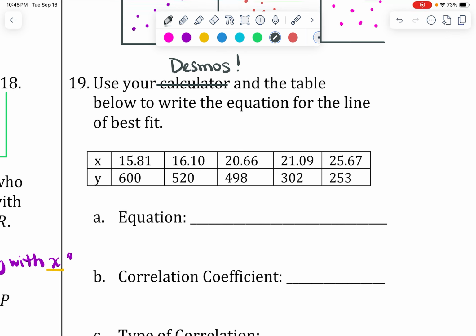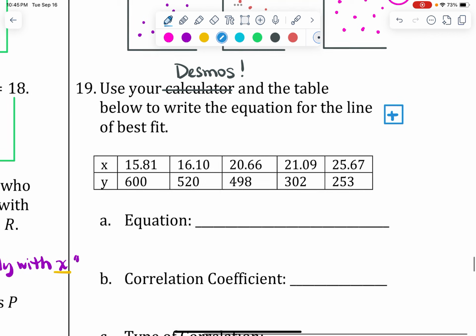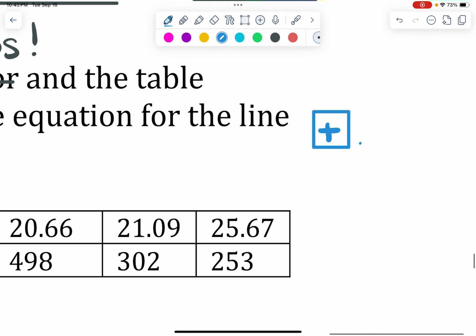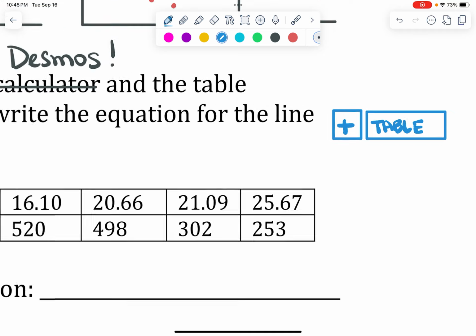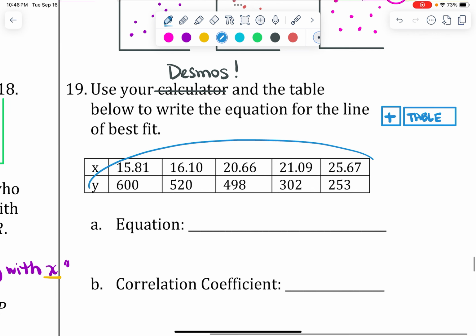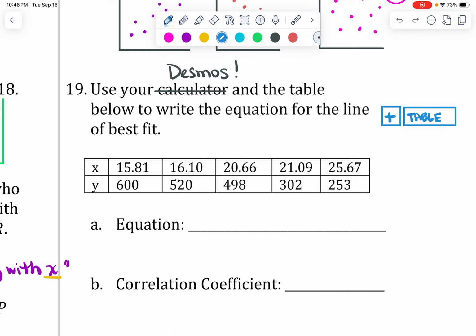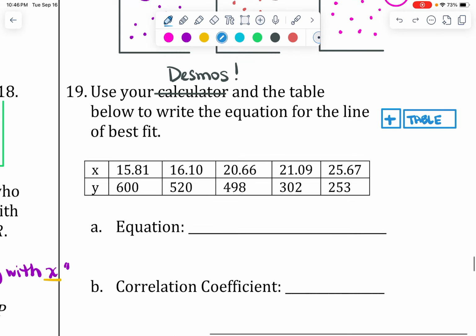So remember, you're going to go into Desmos, you're going to hit the little plus sign, right? And you're going to add a table, right? That's what everybody does first, is you go add a table. And so a little table is going to pop up in your Desmos, and you need to enter all these data points. And you need to be very accurate with it, right? That's a lot of decimals. That's a lot of numbers. You need to make sure that you're super careful, right?